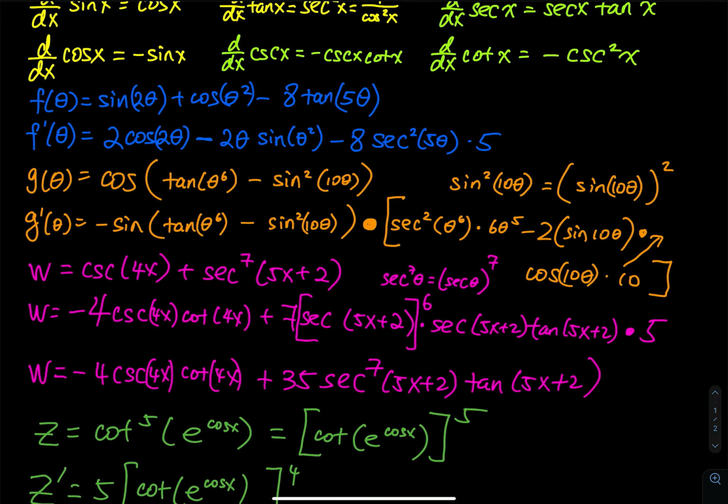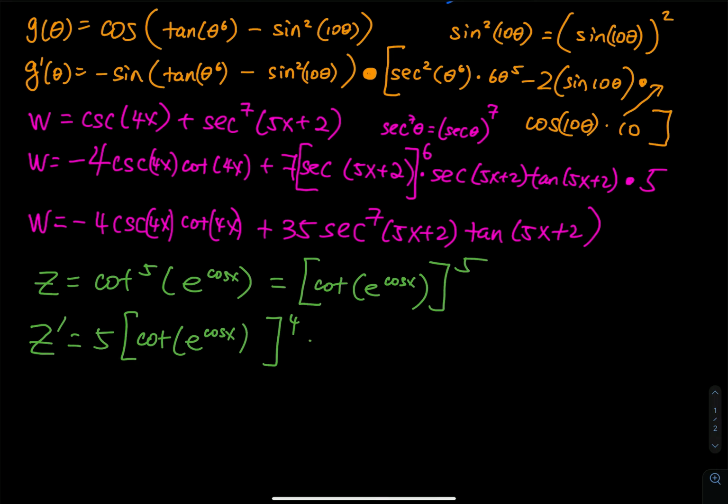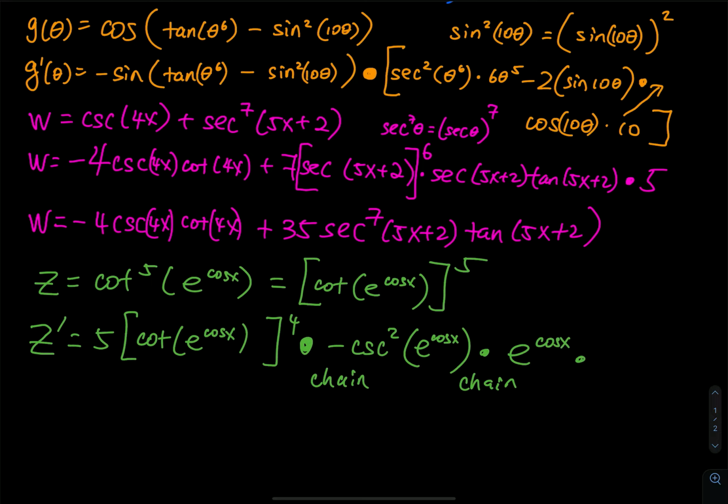and then the derivative of cotangent is negative cosecant squared, right over here. So multiply negative cosecant squared, don't touch the parenthesis, e to the cosine x, and then what else? And then you multiply the derivative of e to the cosine x by chain rule. So this is a chain rule, and then this is a chain rule. So you have e to the anything is e to the anything, and then you take the derivative of cosine, which is negative sine x.